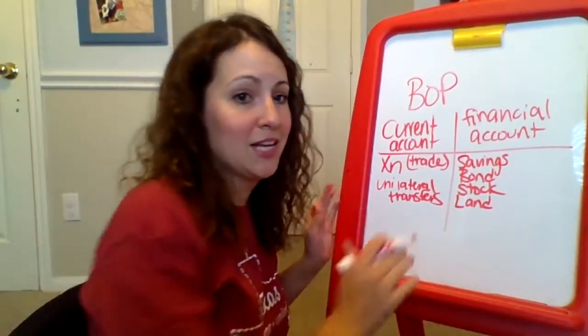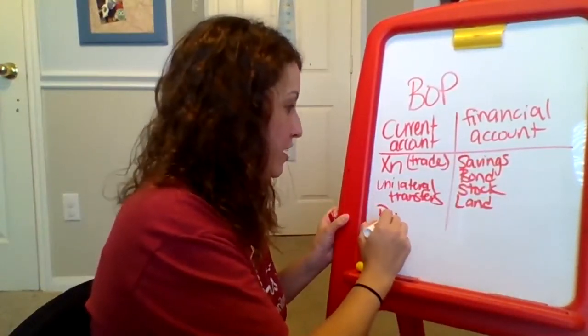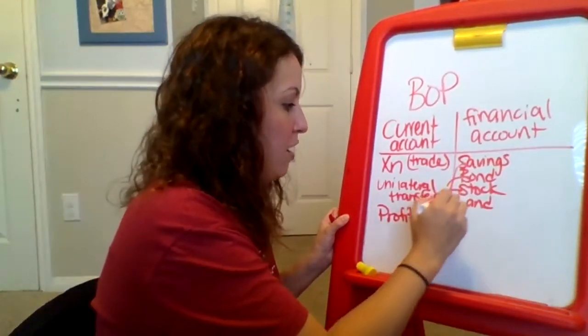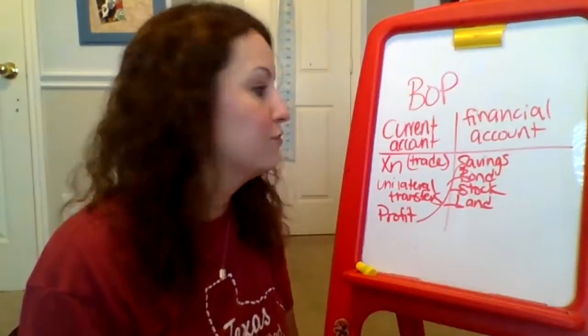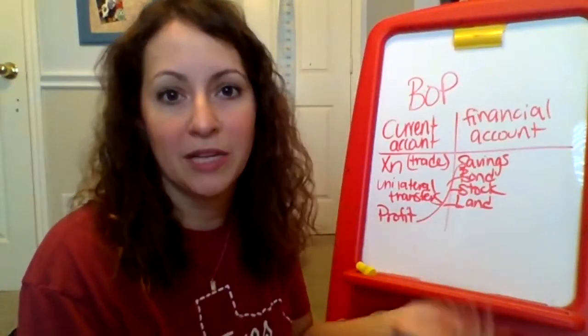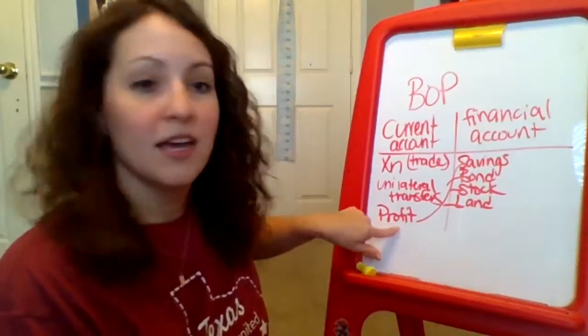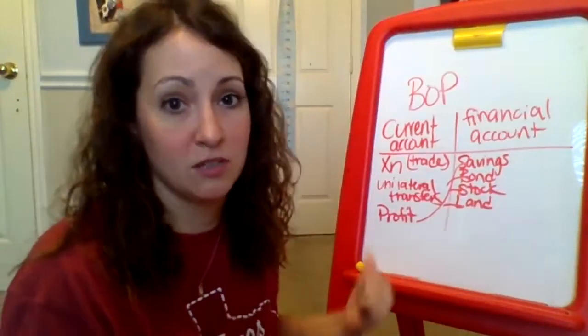But any money made on these financial accounts is going to be over here in the current account. Profit from any of those. Profit from land, profit from your savings account, that would be interest. Profit from any bonds, that interest accumulating on bonds. If you get any dividends from stock, that would also be in the current account. So profit made on financial investments is in the current account.